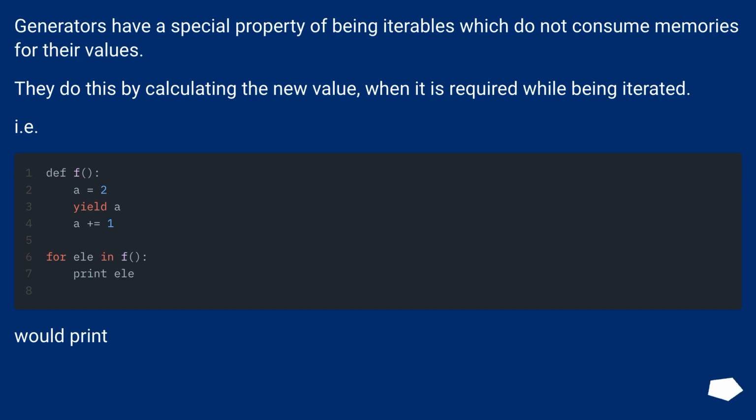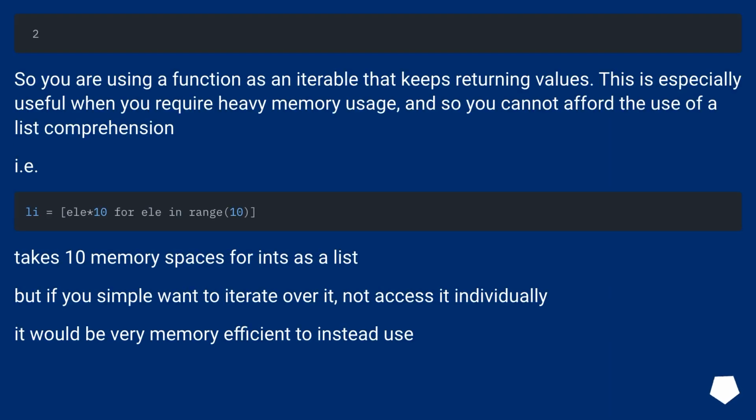Generators have a special property of being iterables which do not consume memory for their values. They do this by calculating the new value when it is required while being iterated, i.e. would print. So you are using a function as an iterable that keeps returning values.